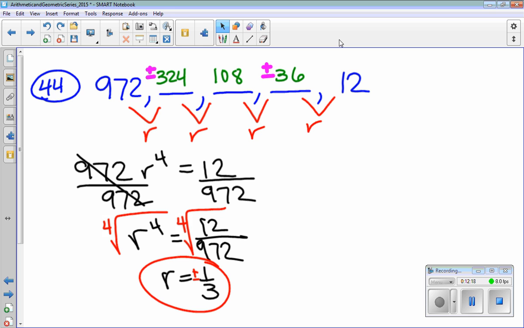Anytime it's geometric, there's an R involved, okay? It is possible that every other term could be negative, because when you multiply a negative times a negative, you get a positive. So if R was negative, that means the signs are going to alternate. If your common ratio is negative, the signs are going to go back and forth, okay? If it's positive, it just stays all positive, okay?